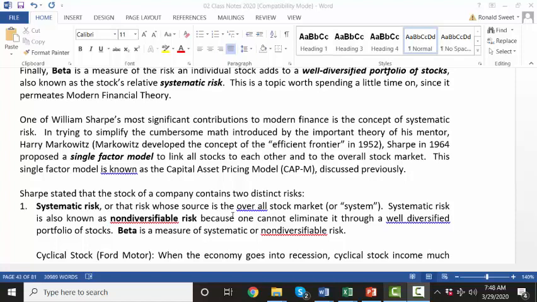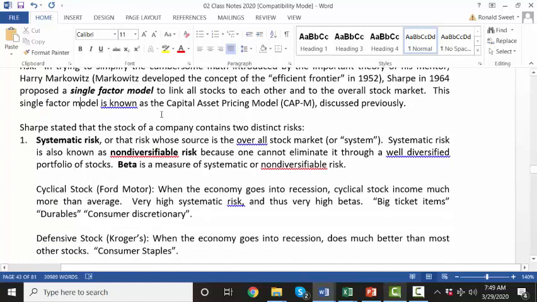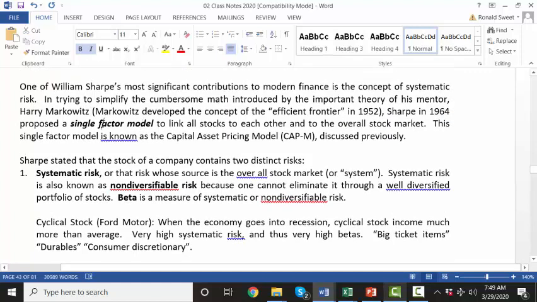Alright, so let's continue with our discussion of beta. Beta is a difficult concept. It takes a little bit of practice to get into it. Hopefully you read some about beta to get some preparation for this discussion. But beta is part of the capital asset pricing model. We already saw that formula. It is a single factor model.